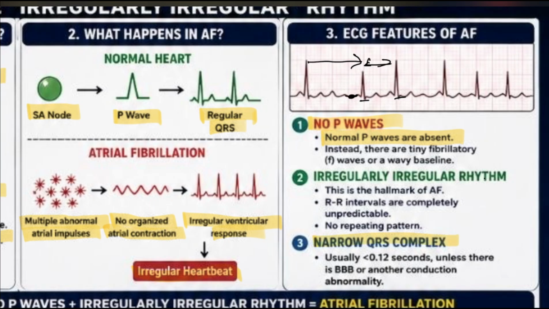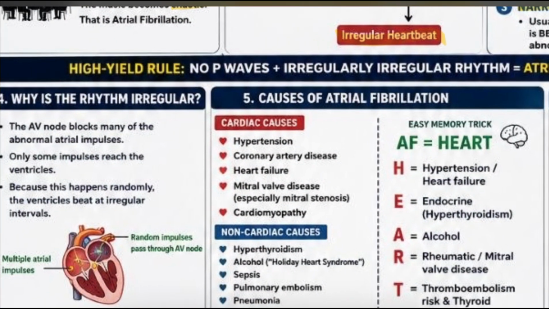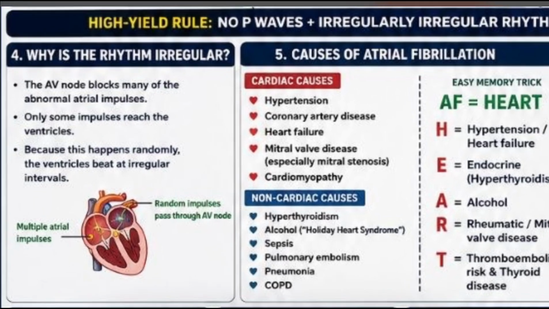Next, you can see a narrow QRS complex, usually less than 0.12 seconds, unless there is a bundle branch block or other conduction abnormality. So we have a high-yield rule: no P waves and an irregular rhythm means atrial fibrillation.